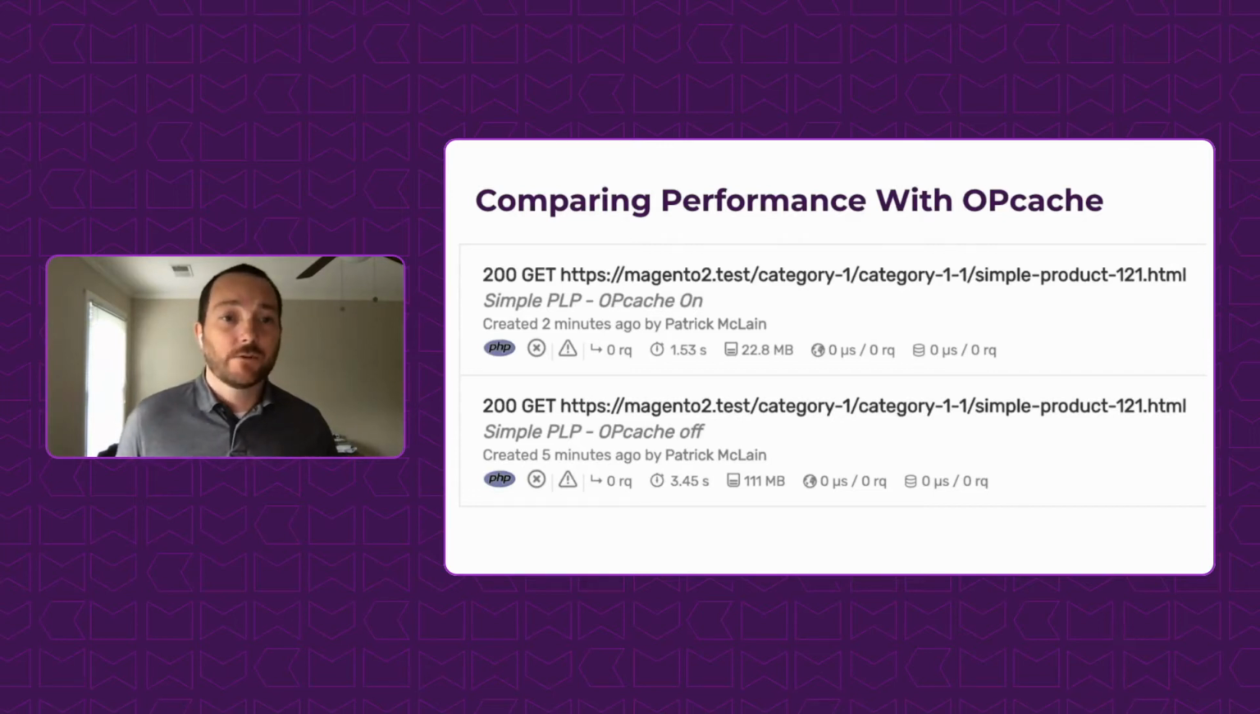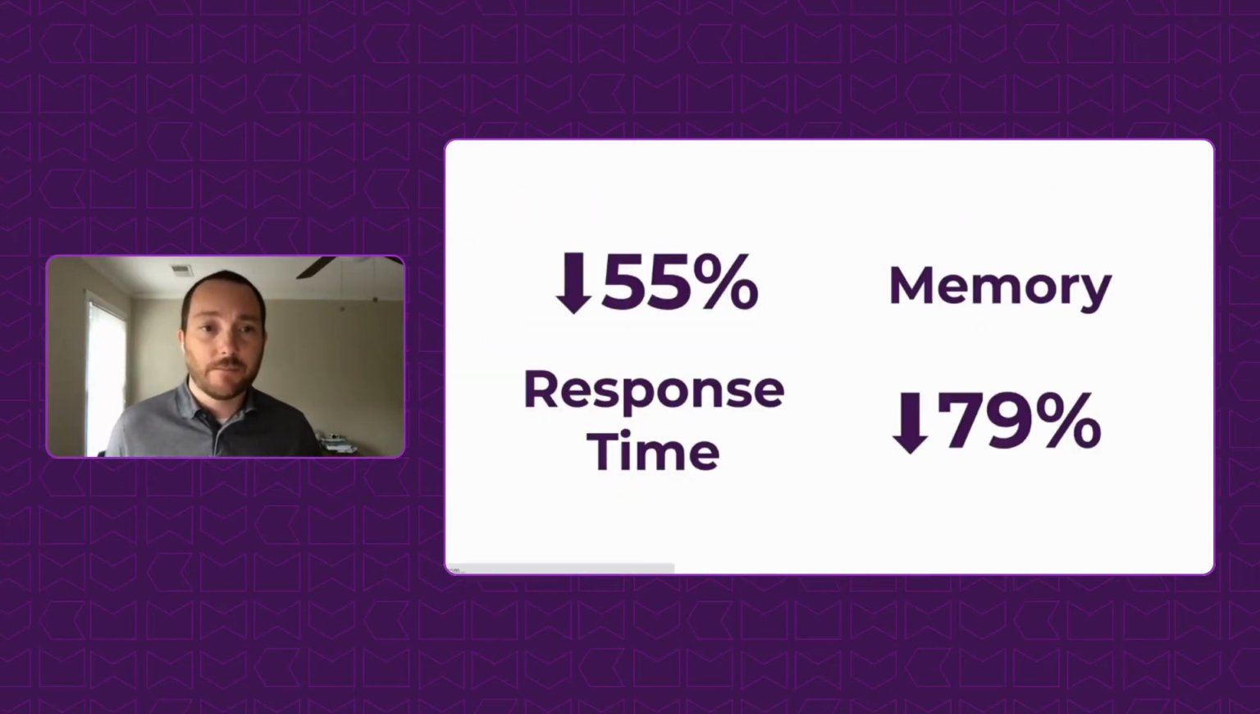We enable op cache. We warm the op cache by loading the application at least once. We can see that response time drops to 1.5 seconds, and we're only consuming 22, 23 megabytes of RAM. So that's a significant reduction in response time, as well as memory consumption. And again, this is because the runtime isn't going back to the file system. It's not trying to reparse the actual application code. It's already loaded and stored in memory. We're down 55% in our response time, as well as 79% in memory.